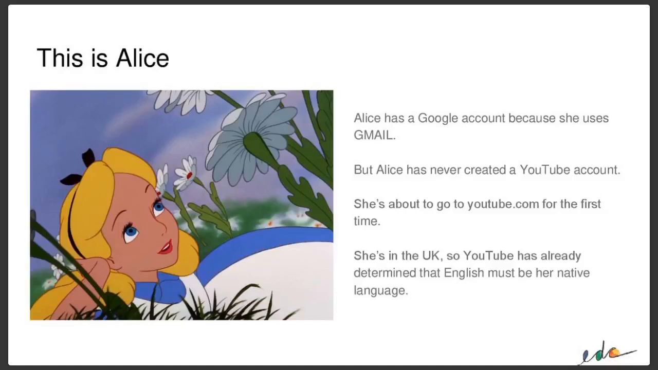Now, let's say she's in the UK. So YouTube has already determined by her IP address, more likely, that English must be her native language. So that's the first personalization right there, is just by using an IP address and some other things that software can determine what is the language of the user, and the language could possibly change.